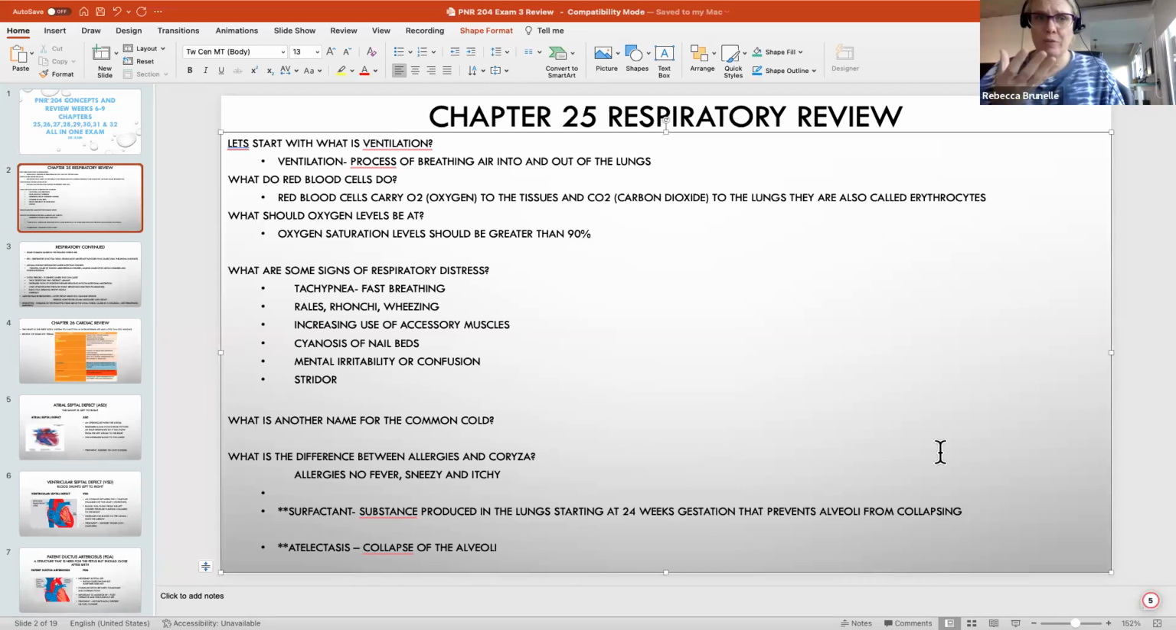And that's what prevents the alveoli from collapsing. So they need that in order to have their lungs stay expanded. So sometimes they give surfactant to premature infants. And then atelectasis is the term for collapse of the alveoli.